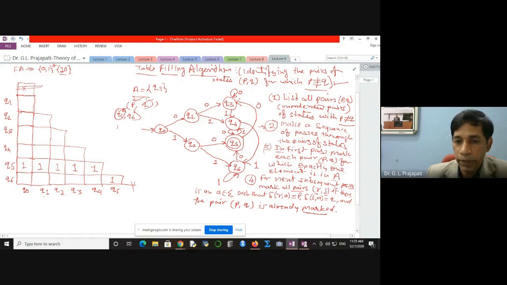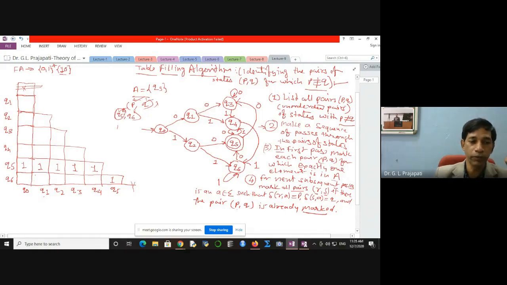if there is an input A such that if you are at state R and have input A, your FA goes to P, and if you are at state S and your input is A, your FA goes to Q, and the pair P and Q is already marked. So with the help of the previously marked pairs, you are identifying some more pairs which can be marked.